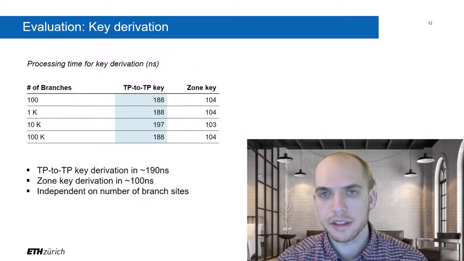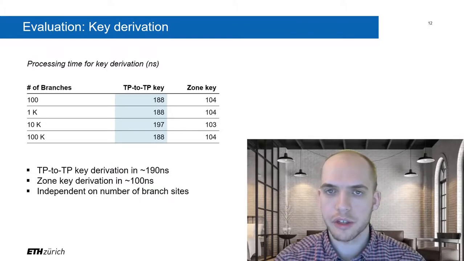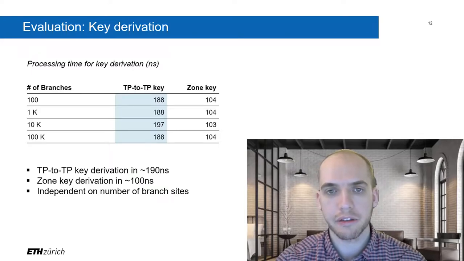Furthermore, we were interested in the performance of the key derivation system. This table shows the average key derivation times for the TP-to-TP level and zone level keys, which are around 190 nanoseconds and 100 nanoseconds respectively. Therefore, the full derivation chain is completed in less than 300 nanoseconds. It's noteworthy that the added latency is mostly unaffected by the number of branch sites in the network.